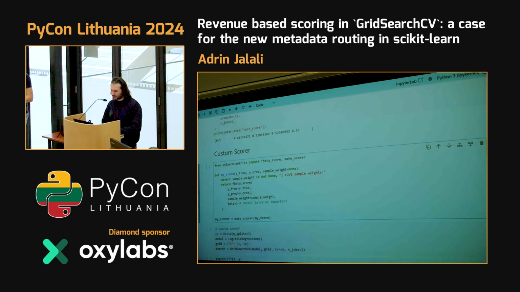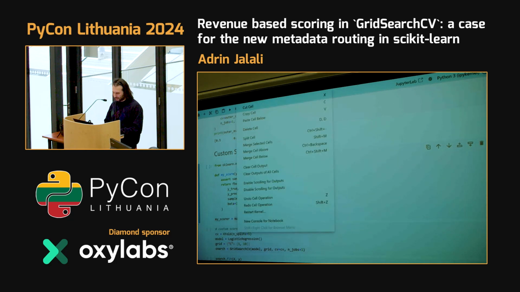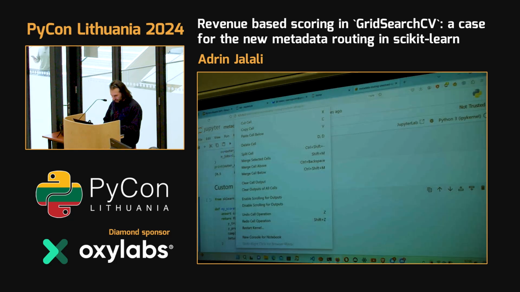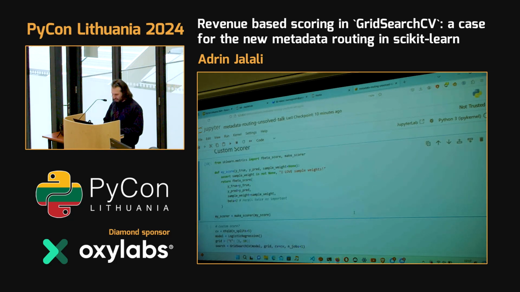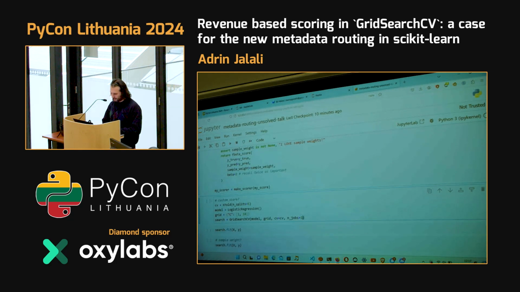And now what if I have a custom scorer? Let's say I have a custom scorer that really needs sample weight, and what I'm doing here is f beta score with beta 2, which means recall is twice as important as precision. And then you create a scorer out of this function, and then you can pass that to your GridSearchCV.